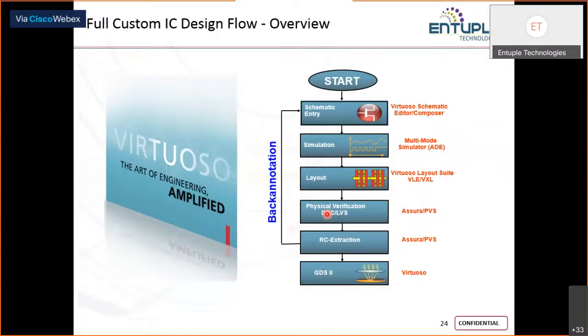Once you have checked the impact of parasitics, you will be rerunning the simulation using the Spectre tool, and finally you'll generate the GDS file, Graphical Data Stream Information Interchange, and Virtuoso helps you in generating those files.